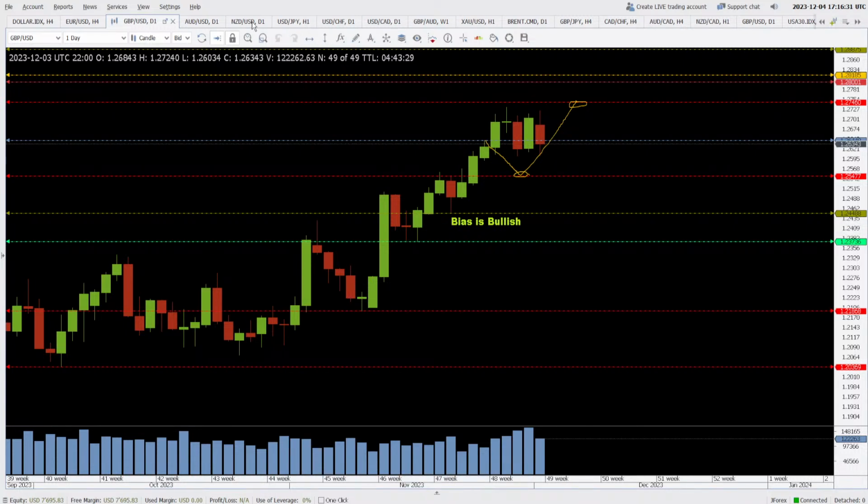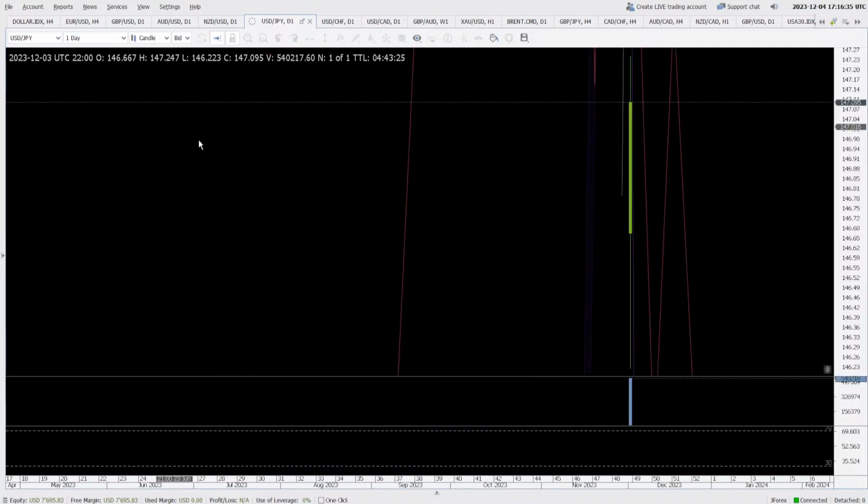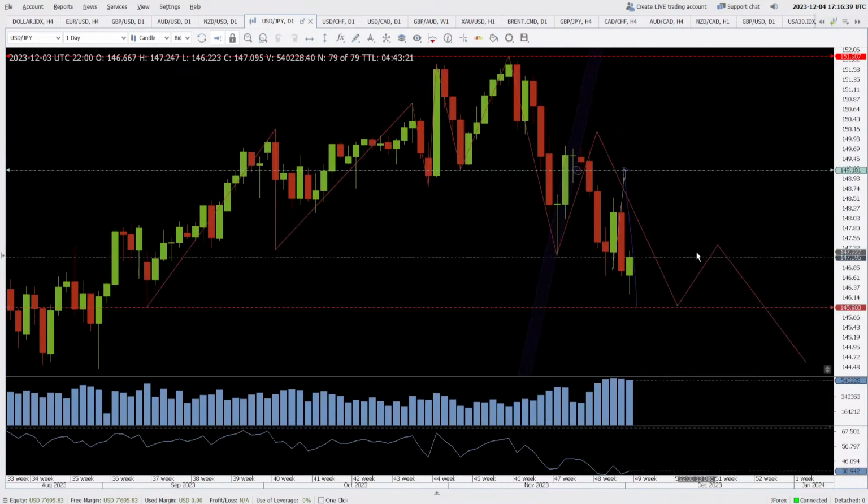Okay, the next is USD JPY. Let's switch to daily. We were expecting an up move and then a down move, but no, the sellers are very aggressive. You can see that these targets are almost taken. 145.90 is the target on the downside.